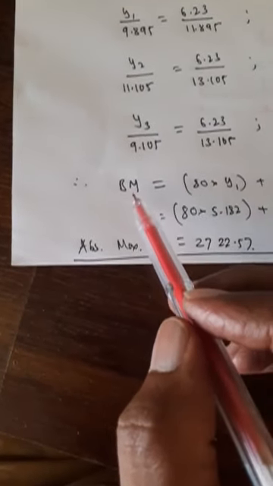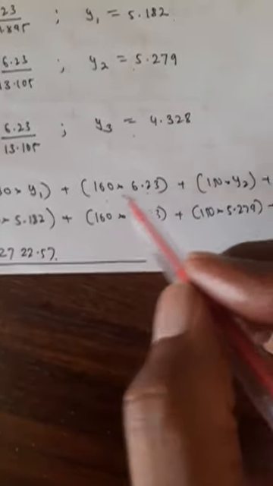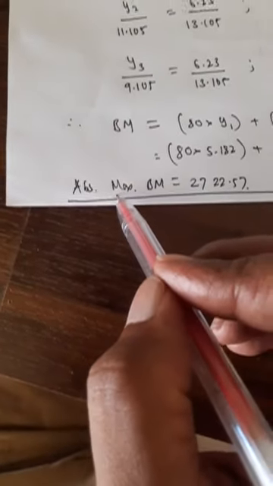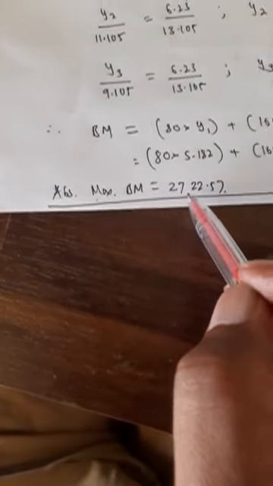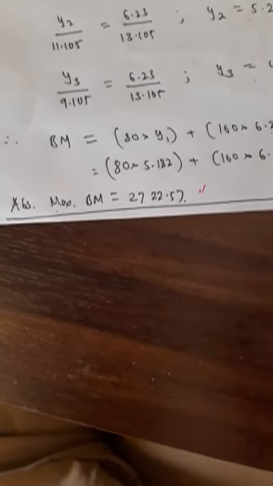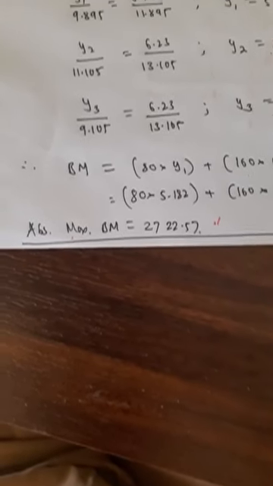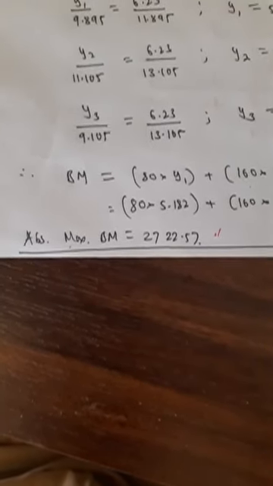Then absolute maximum bending moment is given by 80 into y1, 160 into 6.23, 150 into y2, 120 into y3. Substituting all the values, I have the answer. Absolute maximum bending moment is equal to 2722.57 kilonewton-meters. This is the absolute maximum bending moment. Absolute maximum bending moment means maximum bending moment at any section. Thank you.